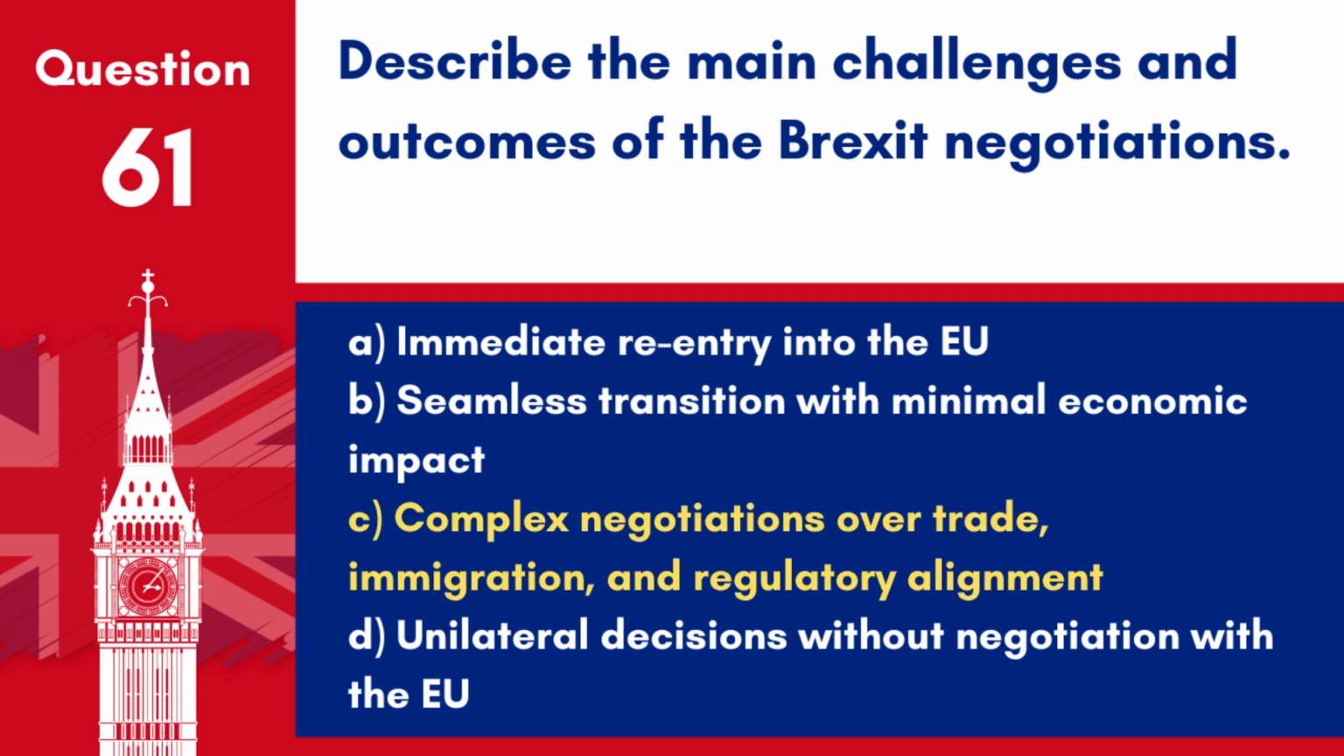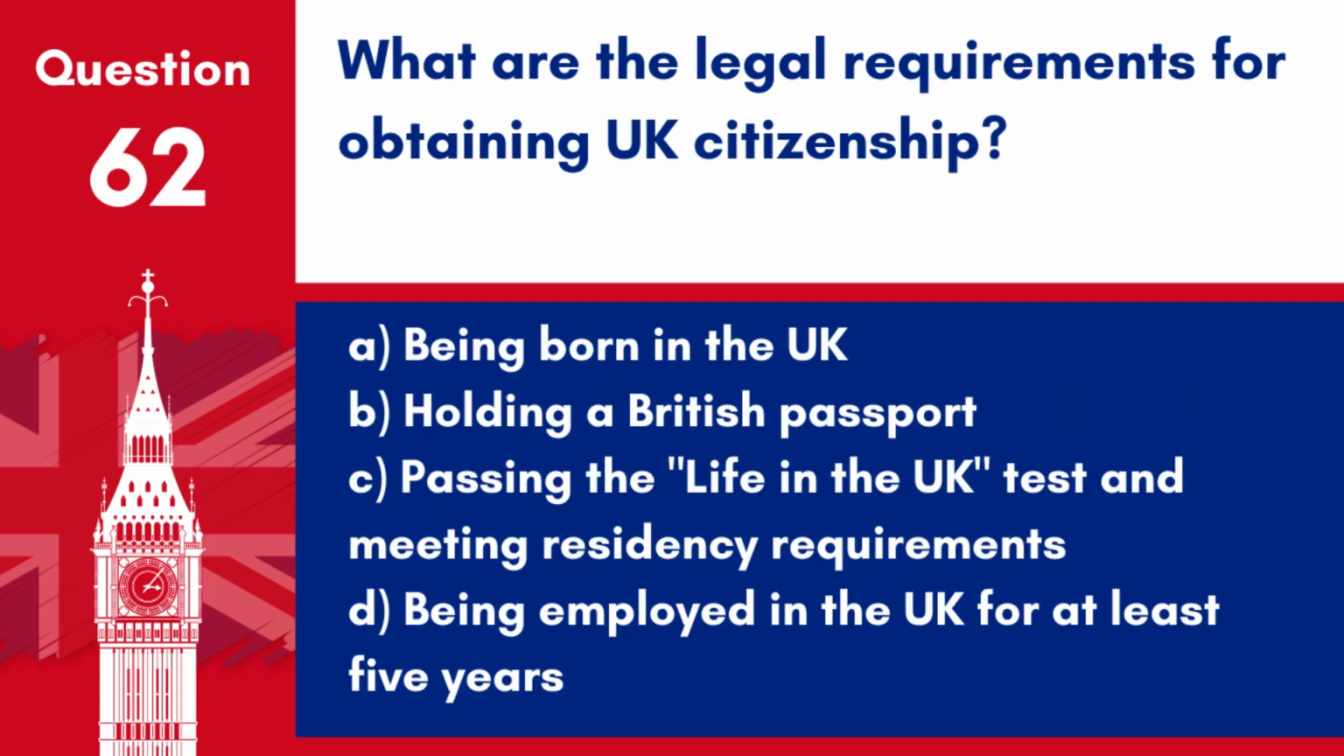Answer: C. Complex negotiations over trade, immigration, and regulatory alignment. The Brexit negotiations were marked by complex discussions over how the UK would disentangle itself from the EU's single market and customs union, and how future relations would be structured. Question 62.